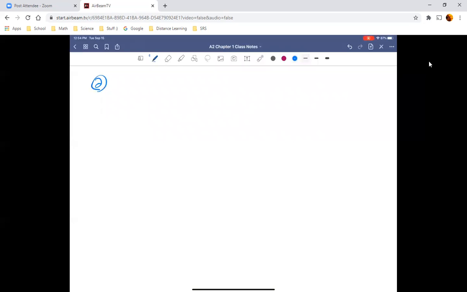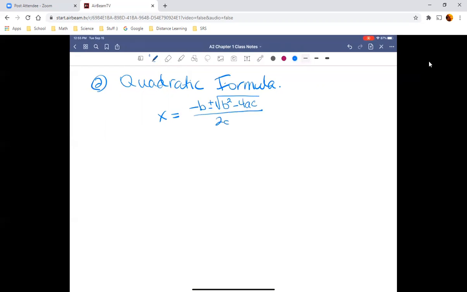Anybody know the second way we could solve a quadratic? Good job. Yep, the quadratic formula. So the quadratic formula is x equals, because that's what we want to do, right? If we're solving a quadratic, we want to get x all by itself. So how do we get x by itself? The little formula is -b plus or minus the square root of b squared minus 4ac, and then, yep, all over 2a.